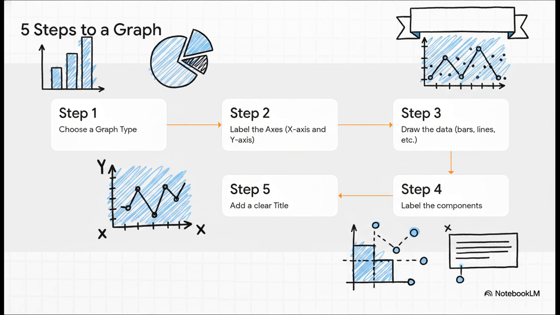It's basically 5 steps. First, pick your chart. Then, label your axes, the sides, so people know what they're looking at. Third, draw your actual data. Fourth, label the bars or slices themselves. And last, just give it a nice, clear title. That's all there is to it.